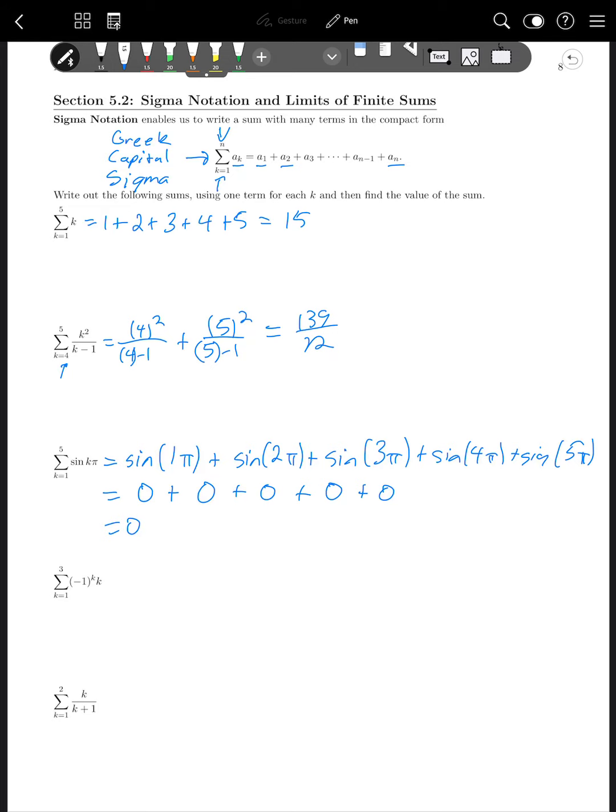The first one here, I plug in 1 for k because I start at 1. And then I plug in 2 for k. And then I plug in 3 for k because I'm going up to 3.